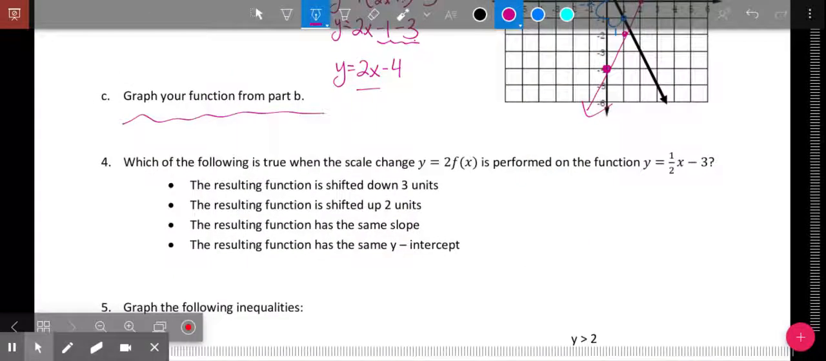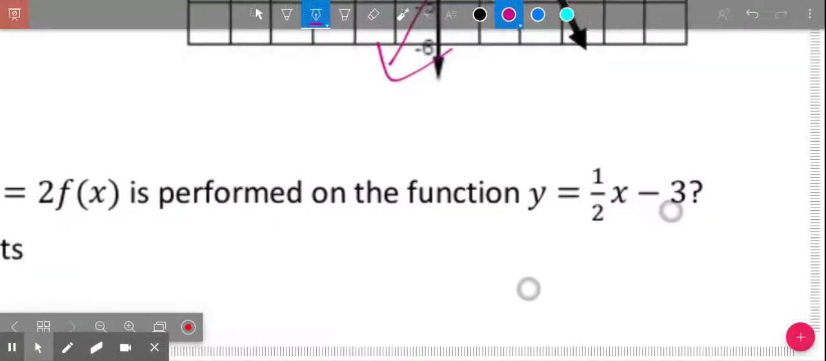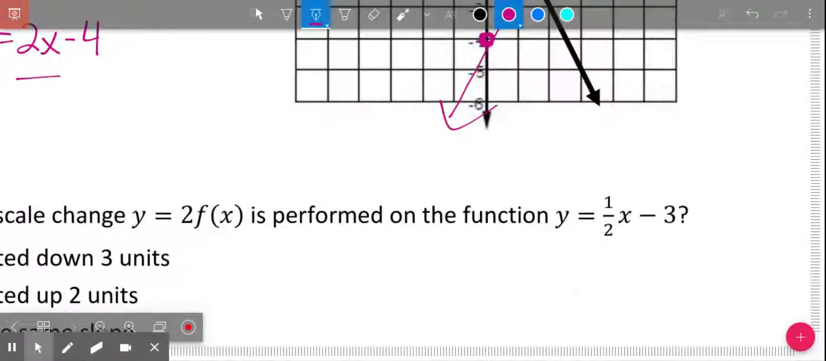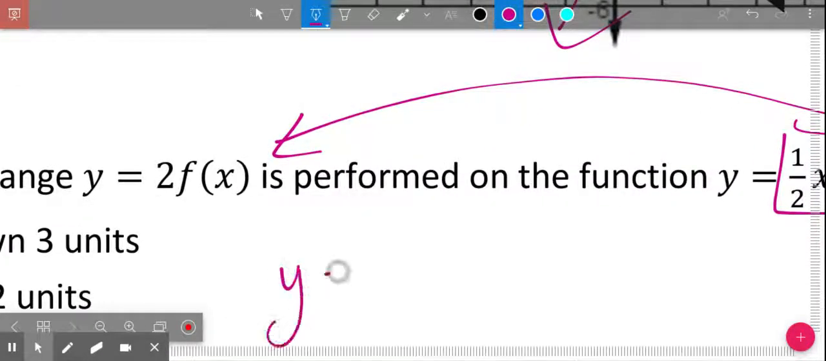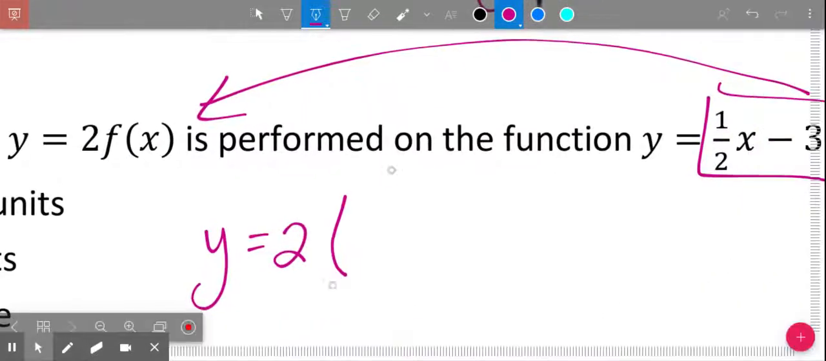Alright, looking at number 4. Number 4 says, which of the following is true when the scale change y equals 2 f of x is performed on the function y equals half of x minus 3. We haven't actually done the scale change, and we don't have any graphs to look at. So we're just going to perform the scale change really quickly. To perform our scale change, we're going to take our function and plug it in. So I have y is equal to 2 times, instead of f of x, 1/2 x minus 3.